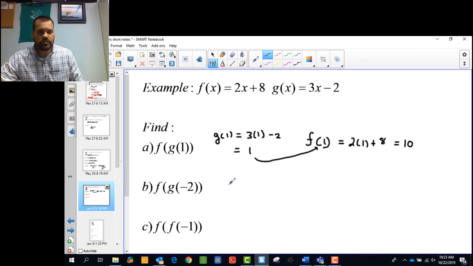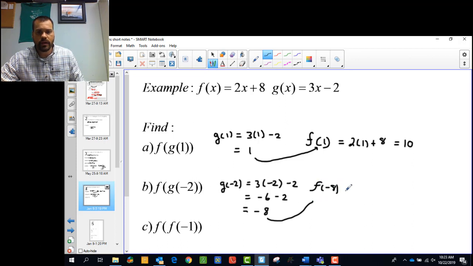The second one says f of g of minus 2. Same idea. We're going to take g of minus 2. So that gives me 3 times minus 2 minus 2, which gives me minus 6 minus 2, which is minus 8. And then I'm going to take that and put it into f. So I'm going to get f of minus 8, and that is going to give me 2 times minus 8 plus 8, which is minus 16 plus 8. And that gives me minus 8.